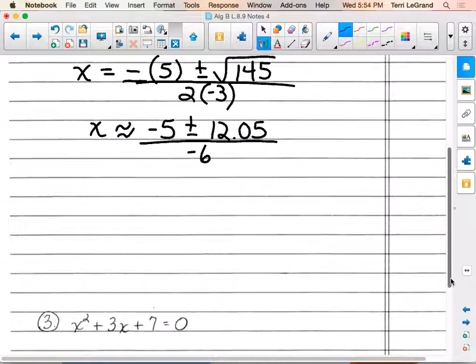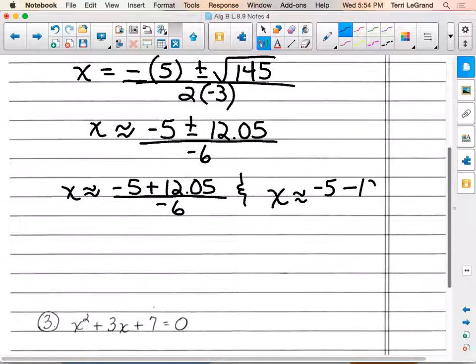So here we are at the point where we have to break it into two problems. X is approximately equal to negative 5 plus that 12.05 all over negative 6, and X is approximately equal to negative 5 minus 12.05 all over negative 6.